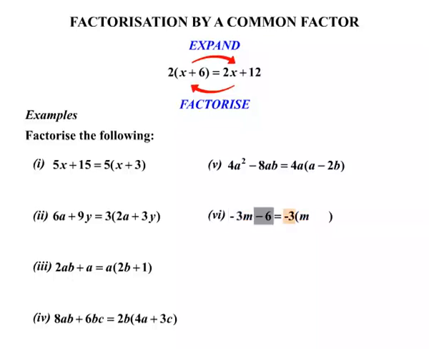Now the negative 6, negative 3 times what gives us negative 6? Well, certainly 3 2's are 6. You've just got to decide whether we should write plus 2 or negative 2. Well, it's going to be positive 2 because minus 3 times positive 2 will give us the negative 6 required.